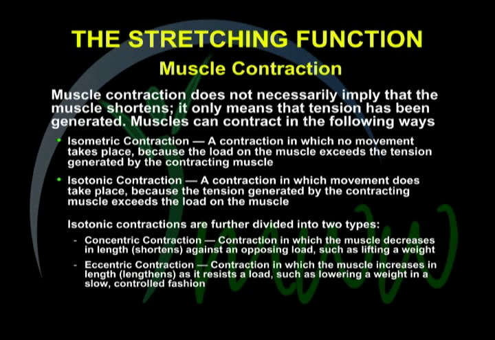Isotonic contraction, or a contraction in which movement does take place because the tension generated by the contracting muscle exceeds the load on the muscle. This occurs when you use your muscles to successfully push or pull an object.